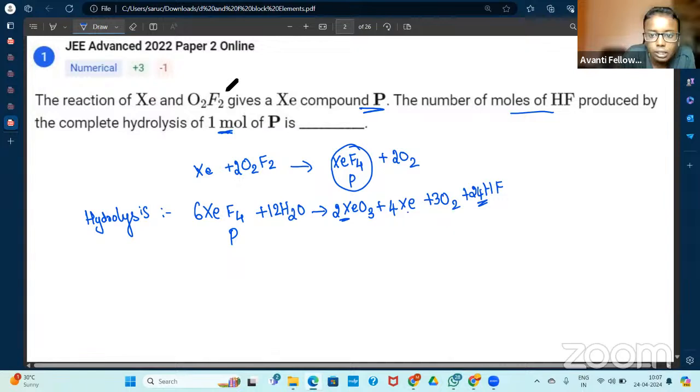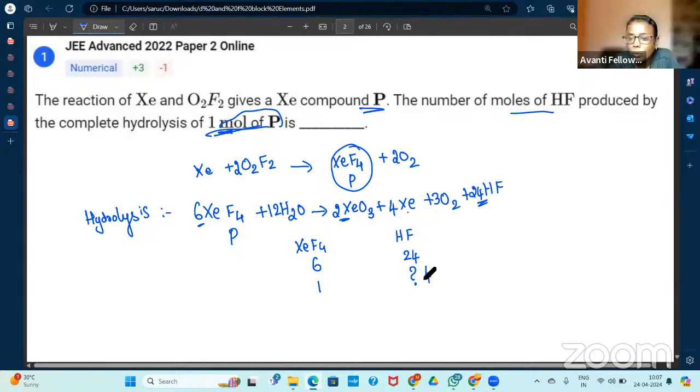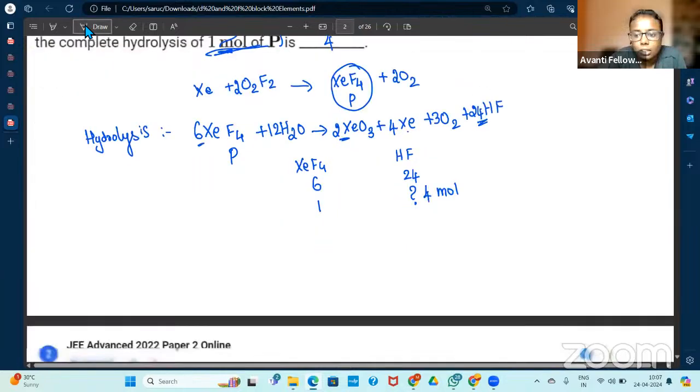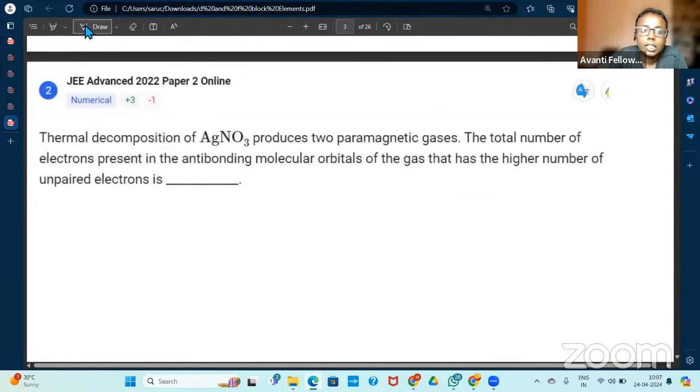So how will you solve? They have asked for 1 mole. We got XeF4 and HF. Balance the equation. The stoichiometric coefficient of XeF4 is 6, and the stoichiometric coefficient of HF is 24. So for 1 mole, what will be the number of moles of HF produced? Yes, it is 4 moles. So the answer is 4. Got it, everyone? Yes, fine. Moving to the next question.